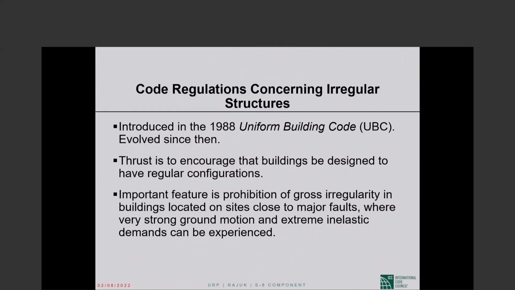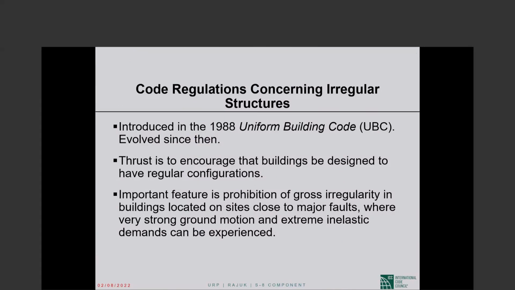The code regulations concerning irregular structures were introduced in 1988 edition of the Uniform Building Code. The types of irregularities that you see, these date back to then. There have been a couple of modifications, but only a couple. This has been a very stable part of the code.